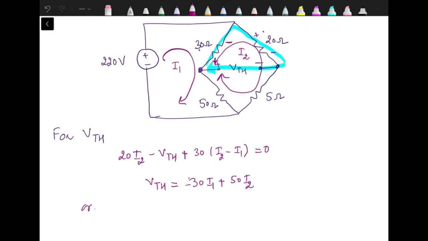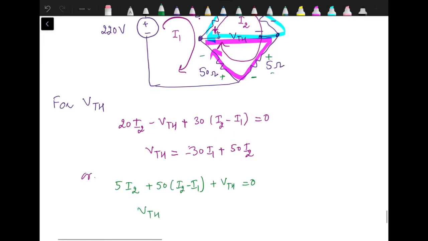Or we can even apply KVL in this path as well. If we apply KVL in this path, positive, negative, starting from the 5 ohm resistance: 5 into I2 plus 50 into (I2 minus I1) plus VTH equal to 0, which will give us the expression of VTH as 50 I1 minus 55 I2.